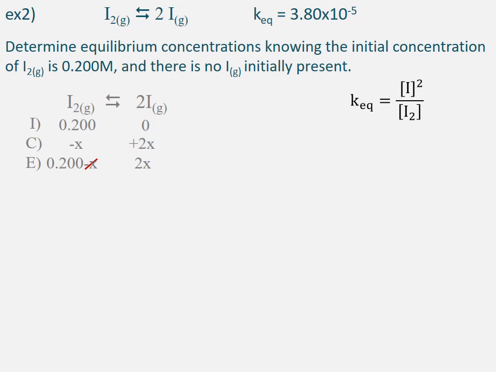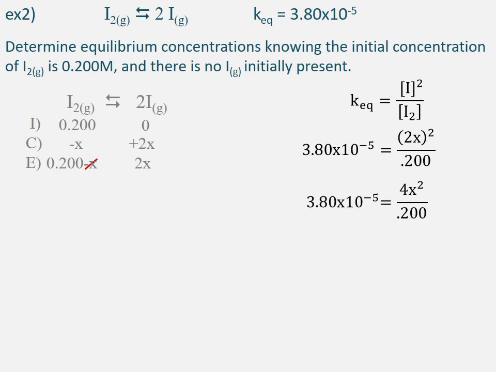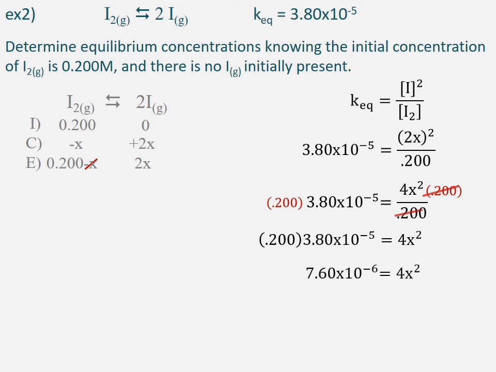Now I write the Keq expression and I sub my numbers in. The first thing I will do is square the 2x. So 2x multiplied by 2x equals 4x squared. Now I will multiply both sides by 0.2. That will give me 0.2 multiplied by 3.80 times 10 to the negative 5 equals 4x squared. Now I'm going to multiply 0.2 by 3.8 times 10 to the negative 5. And that gives me 7.60 times 10 to the negative 6 is equal to 4x squared.